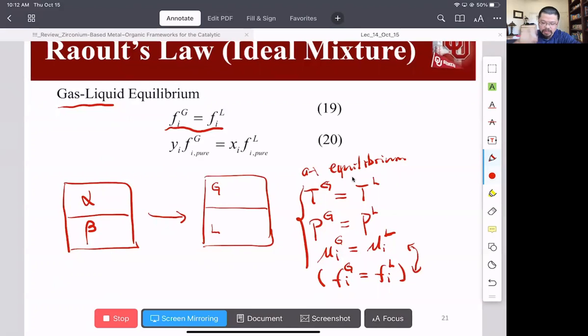And now if we can assume this is an ideal mixture, if this is ideal, and if that is also ideal, okay?